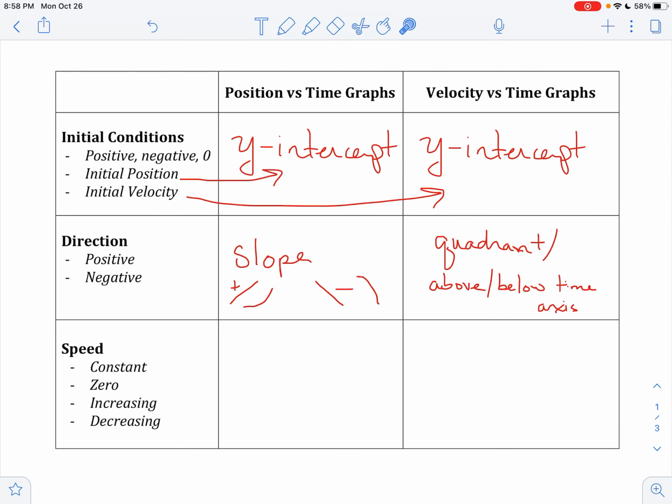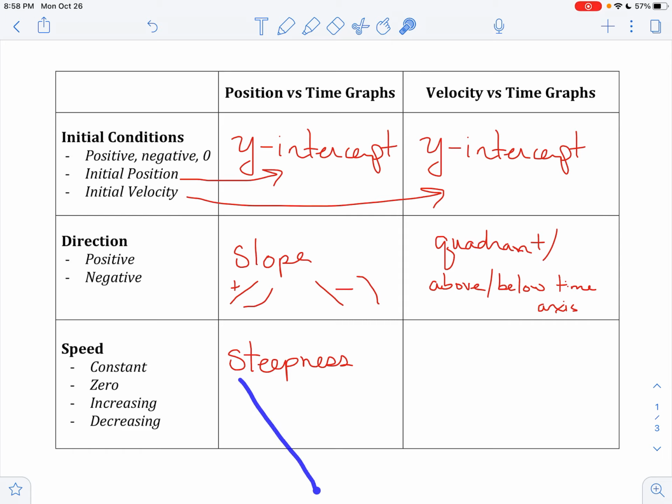Likewise with the quadrant. The last thing we're going to look at is speed. So what part of a position versus time graph tells us whether the speed is constant or zero or increasing or decreasing? This is the steepness of the graph. Now some examples here, we could have a very steep graph or a very shallow graph. Maybe that's not too shallow. There's a very shallow graph.